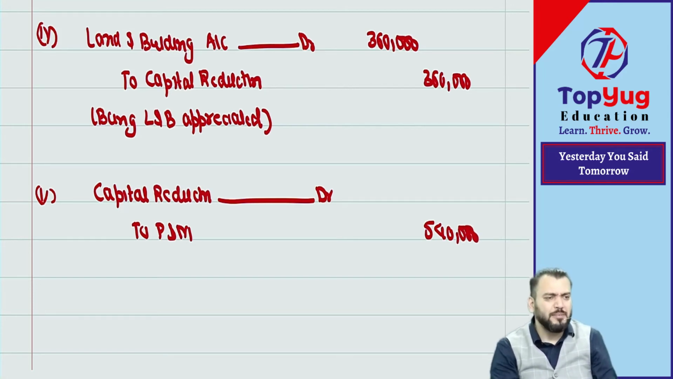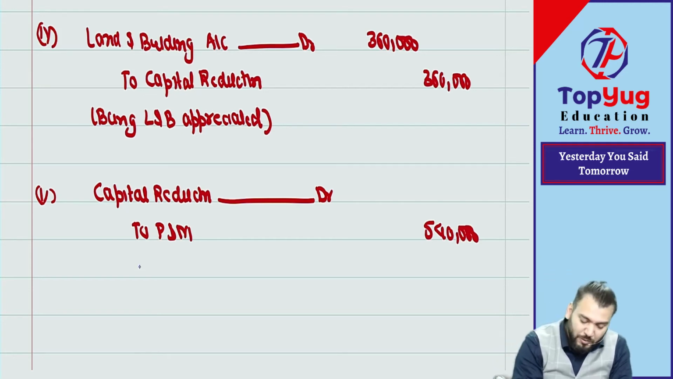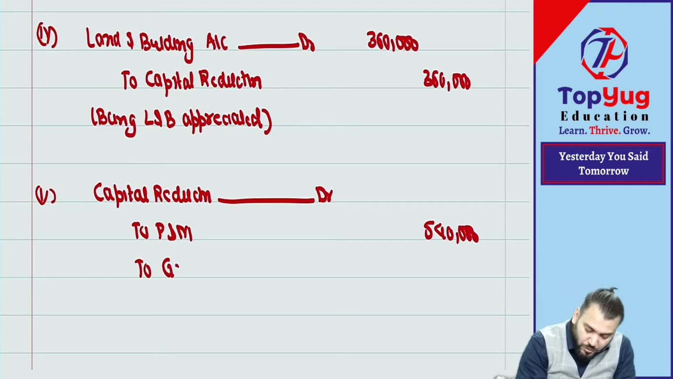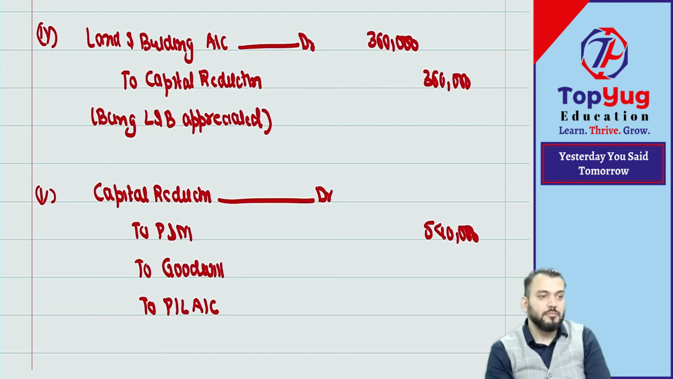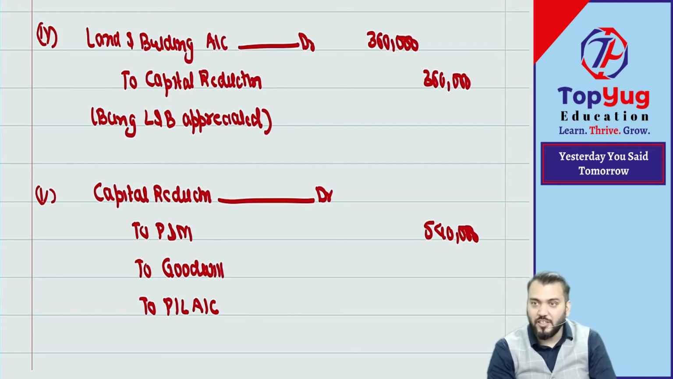Why pass a separate journal entry? So we know Plant and Machinery is reduced, and also Goodwill will be reduced. So Goodwill will also be reduced, and we have one debit balance of P&L account that will also be reduced. Understood? We are passing one compound journal entry.